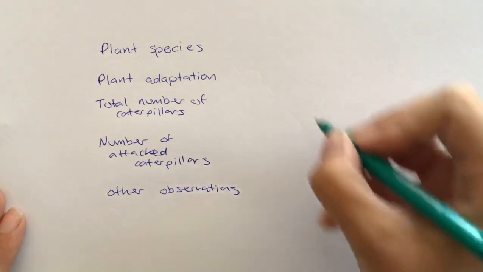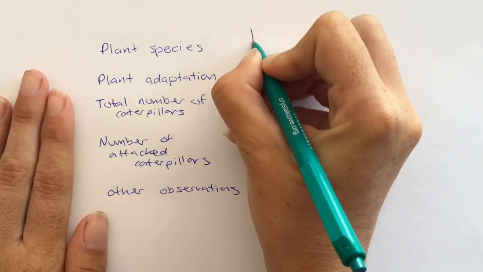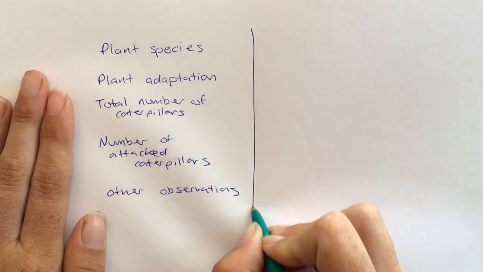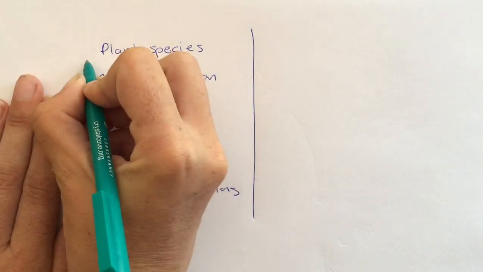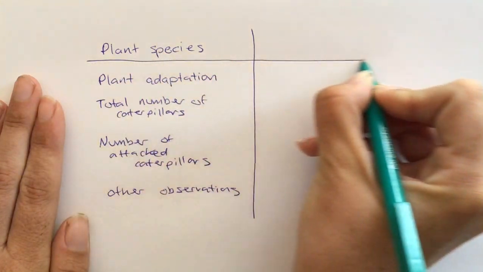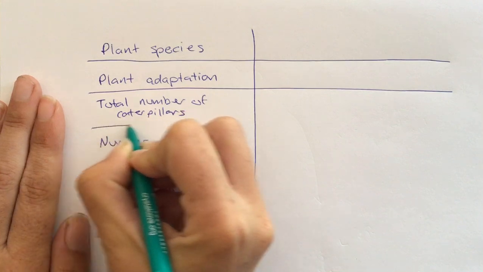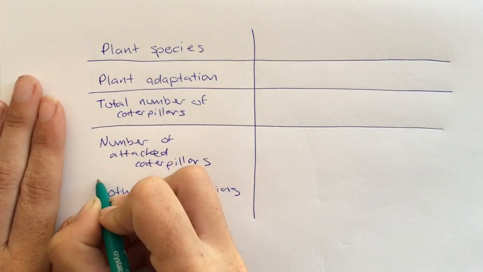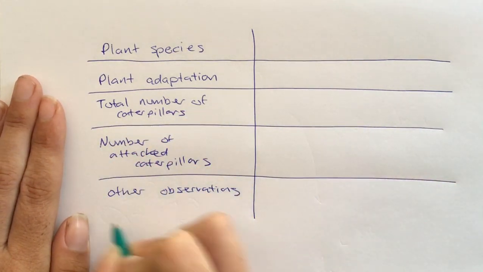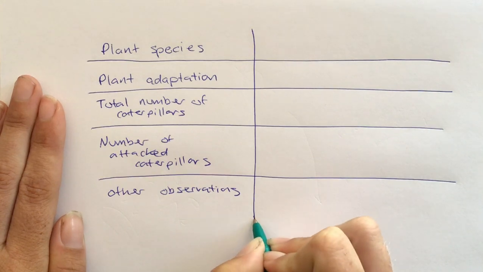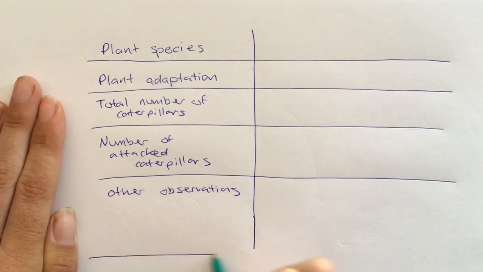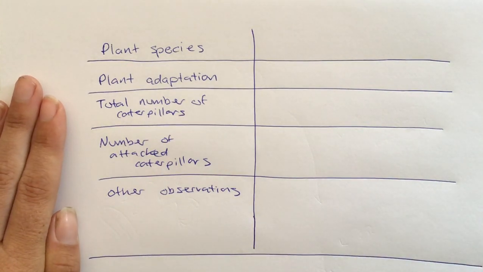To turn this into a table, I'm going to split it into two columns and then add rows for each of these categories. And this will just help us stay really organized when we're recording our data in the field. I'll make my other observations nice and big so I have plenty of room to write down ideas.